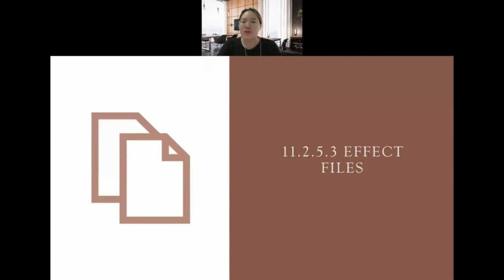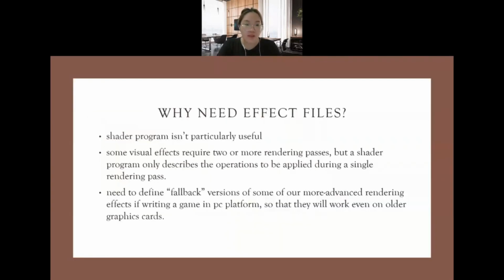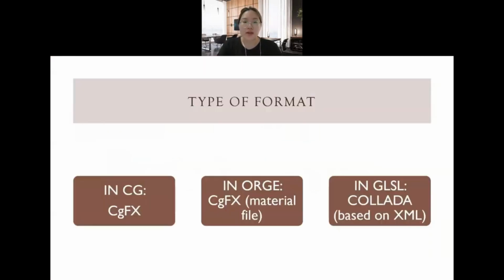So 11.2.5.3 is the effect file. Why do we need an effect file? Because a shader program isn't particularly useful on its own, as some visual effects require two or more rendering passes, but a shader program only describes the operation to be applied during a single rendering pass. If we need to write a program or game for the PC platform, we will need it to work on different graphics cards. There are three types of formats: in Cg we call it CgFX, in OGRE we call it CgFX with a material file, and in GLSL we call it COLLADA, which is based on XML.